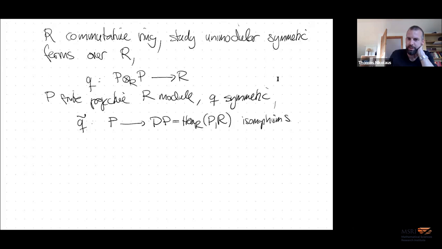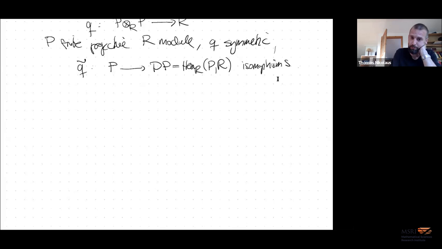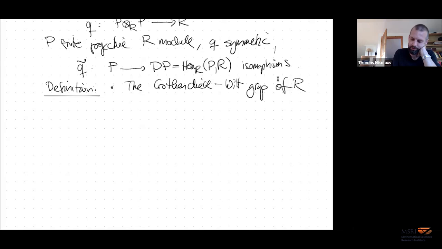One way to study those is by looking at what is called the Grothendieck-Witt group. That is defined as follows. Definition. The Grothendieck-Witt group of R is denoted GW zero of R. Sometimes just GW of R, but I'll use that later for a spectrum. So let me go with GW zero for the group for the moment.